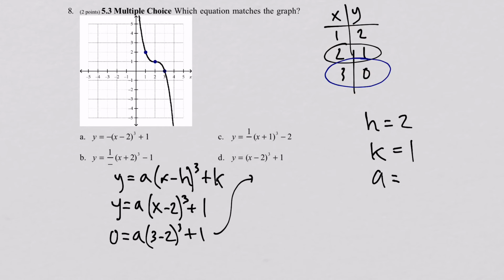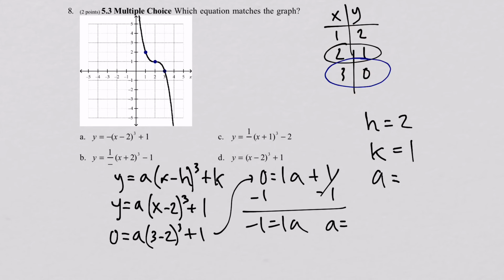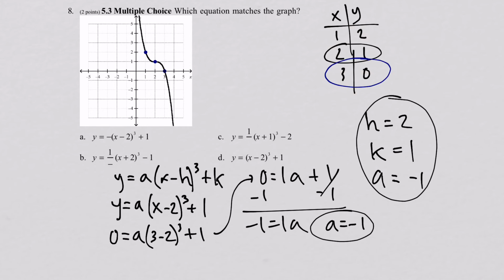I'm going to continue my work over here. So 3 minus 2 is 1. So 0 is equal to 1 to the third power, which is 1. So 1a plus 1. Subtract 1. And so negative 1 equals 1a, which means that a is equal to negative 1. All right. Now you've got all 3 values that you need, and you're ready to write your function.